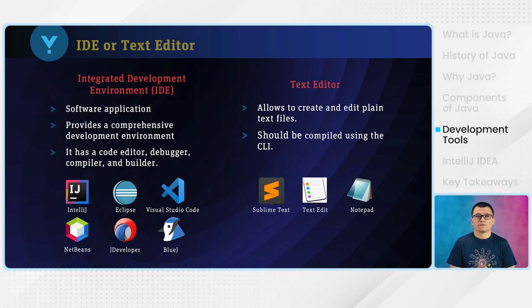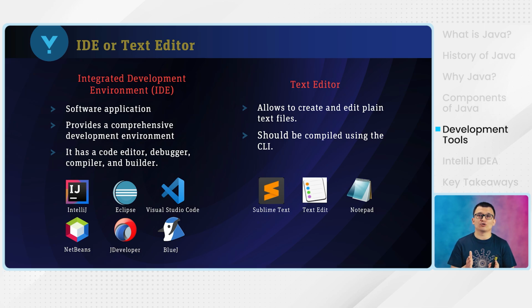First, you need to know the difference between IDE and regular text editor. IDE first of all stands for Integrated Development Environment. It is a software application that provides a comprehensive development environment for Java programming. And the compiler, debugger, builder, all of those tools are included in this application. And the text editor, on the other hand, only allows you to create and edit plain text files. It's designed for plain text files. It does not include the debugger, compiler, and builder tools.